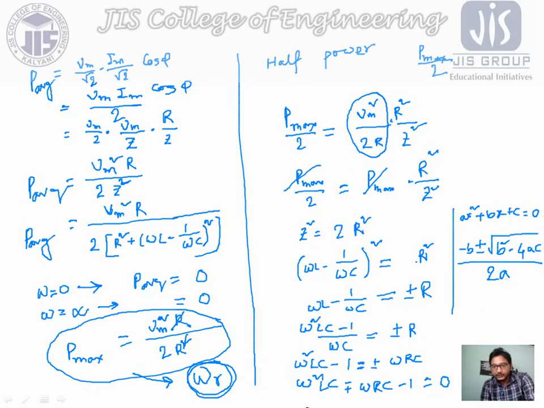So similarly, if we consider omega as x, this is the coefficient for a, this is the coefficient for b, and this is the coefficient for c, minus 1. If we find the roots for this, we can find the values of omega, and similarly we can find two values, omega 1 and another value omega 2, the roots of this equation.